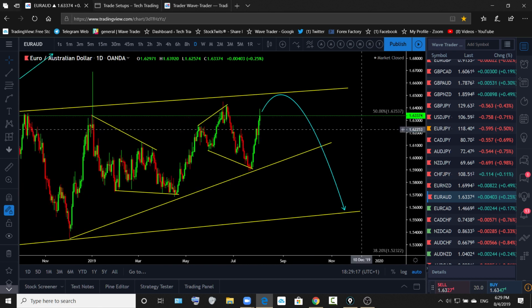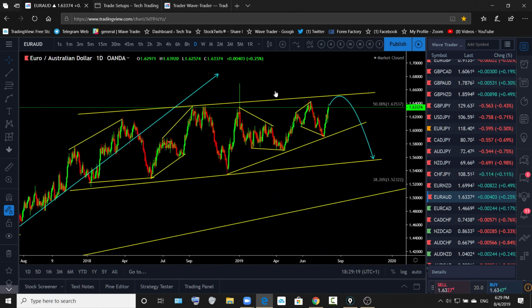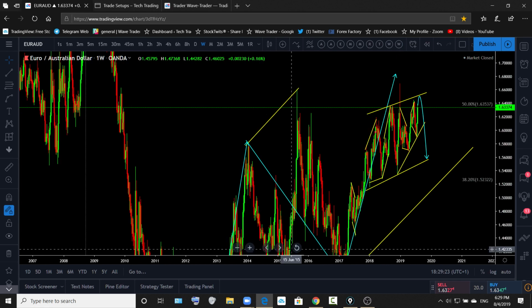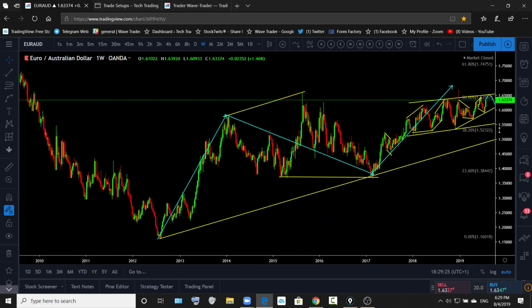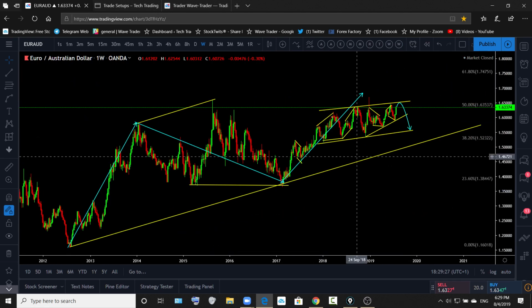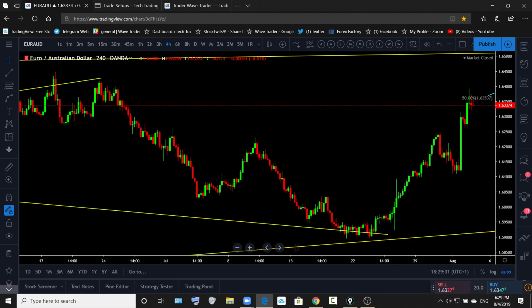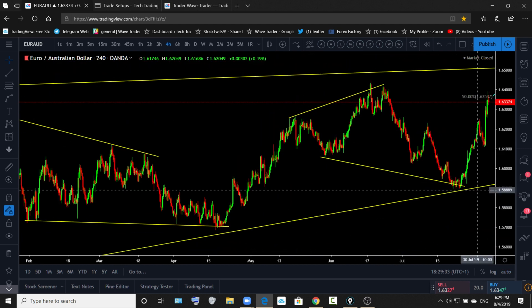So this pair also went up. Let's look at the bigger weekly chart. Australian dollar, as you guys know, is not finding anything at the moment from the bottom. So for this pair to hold the top and go down again, it means Aussie dollar needs to find the bottom.